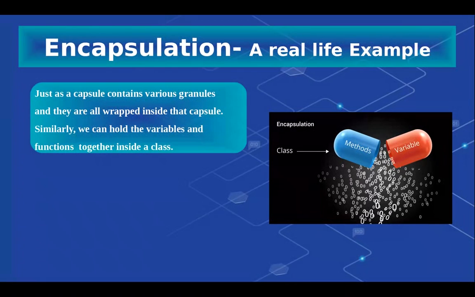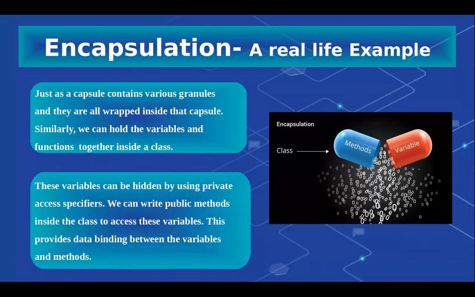Now, a class contains methods and variables. These variables can be hidden by using private access specifiers. So, private access specifiers bring encapsulation. We can write public methods inside the class to access these variables. These private variables can be accessed or manipulated only through public methods, and this also provides data binding between the variables and the methods.